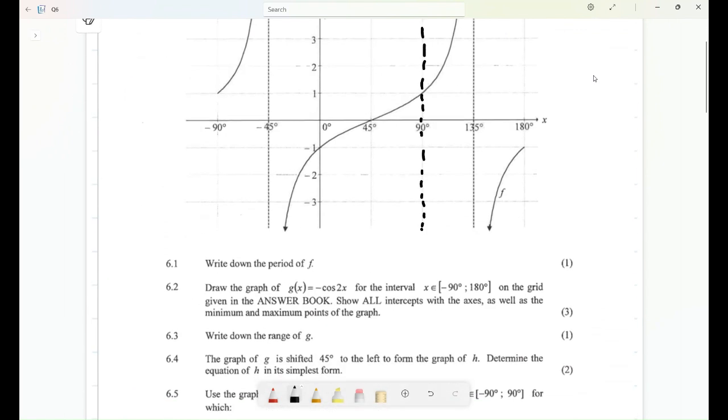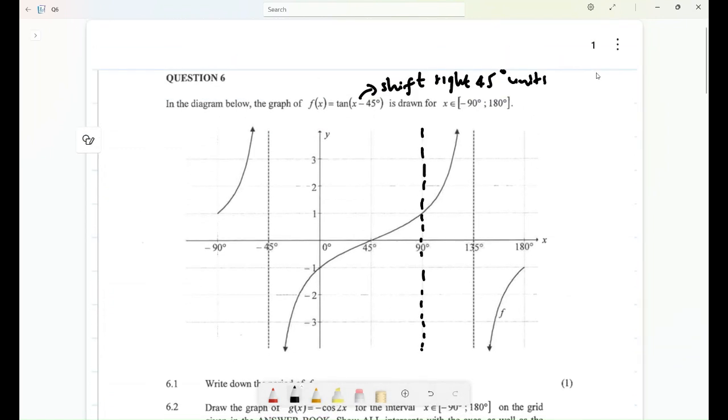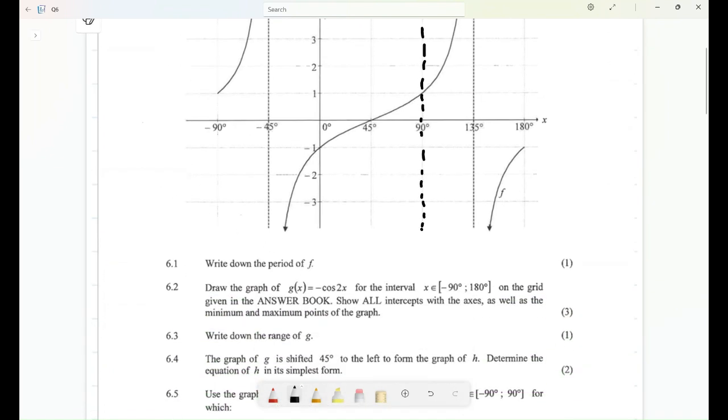Okay, write down the period of f. Now, the period of f, remember the graph of f always has a period of how much? Always has a period of 180.